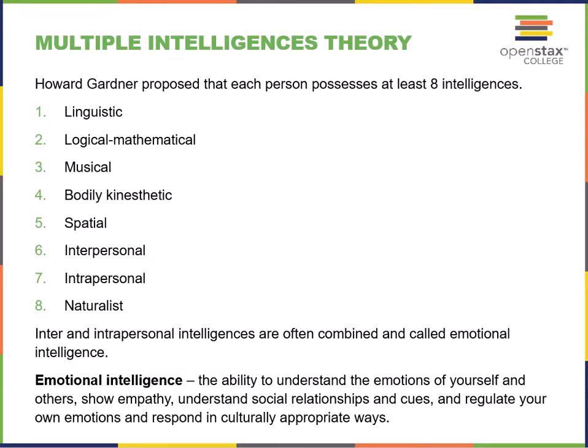Gardner broke it down further into 8 types of intelligence. There's linguistic, which is the ability to talk, logical-mathematical, musical, the ability to see music and how it works, bodily-kinesthetic, how your body works, and spatial, where you can look at an area and be like, oh, I can parallel park there. Interpersonal is the ability to work with people, sort of like an emotional intelligence. Intrapersonal, so talking about yourself. And then naturalist, how the world works. Emotional intelligence is the ability to understand the emotions of yourself and others and show empathy.